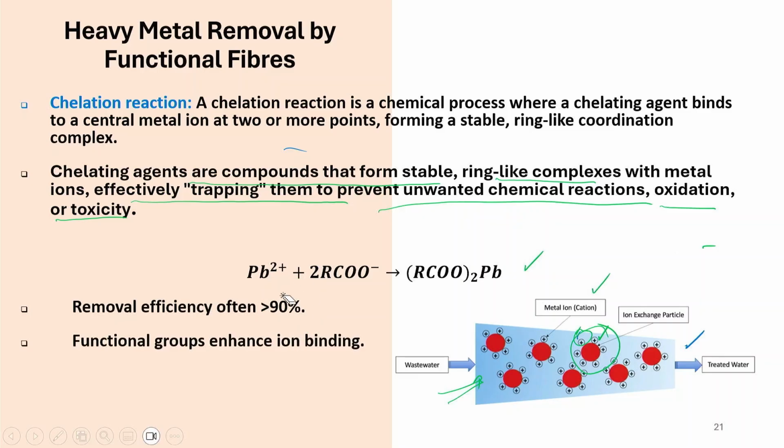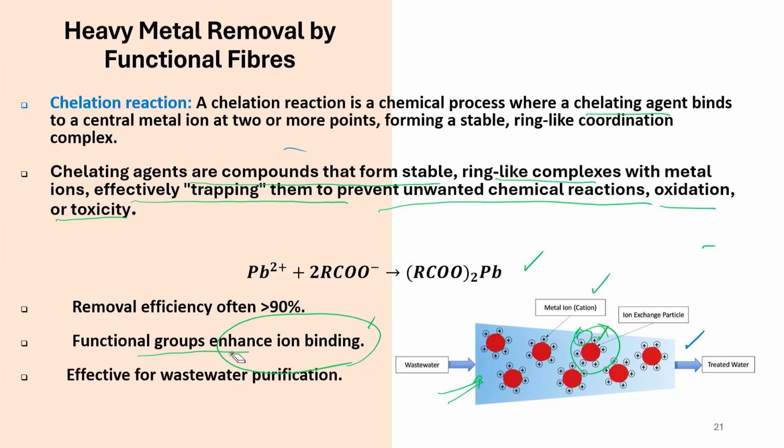So, what are the functional groups we use? We can select different functional groups that enhance the ion binding. So, with this chelating agent there are different functional groups, which form bonds. So, this is effective for water purification, particularly for heavy metals. So, the water with heavy metal can be removed by this type of reaction, and the fiber surface is activated with this chelating agent.